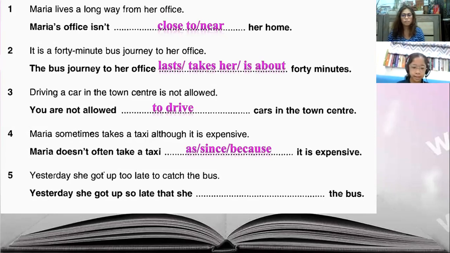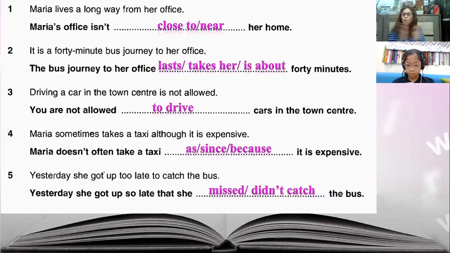Five. Yesterday she got up too late to catch the bus. She got up so late that she didn't catch the bus. Okay. Yesterday, what's the answer, Lynn? My answer is didn't catch. Yesterday she got up so late that she missed or didn't catch. Very good.